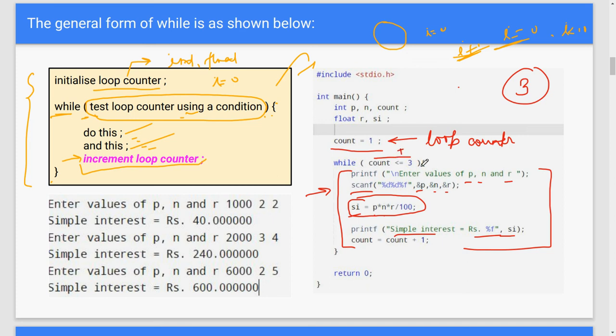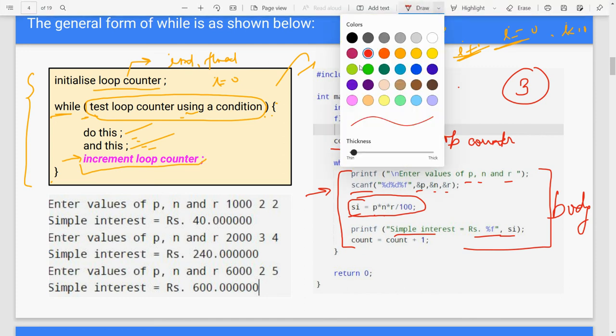If it's true, what will happen? It will go inside the body of the loop. This is called the body of loop. Body of loop means whatever is inside these curly braces, because whenever the condition of this loop is true, this body of loop will be running each line of code line by line. So this is called the body of loop.